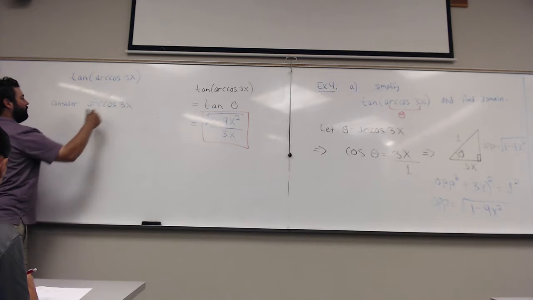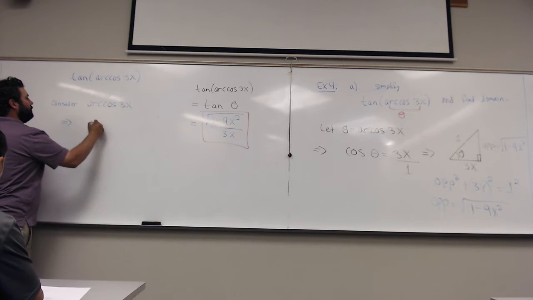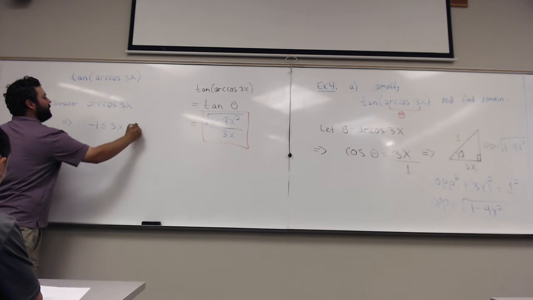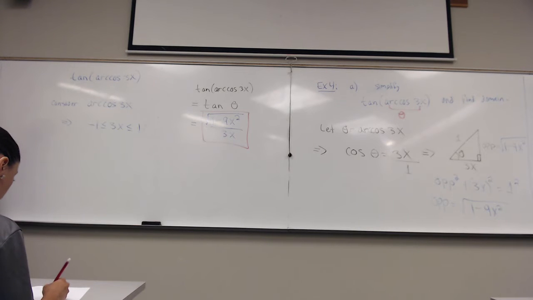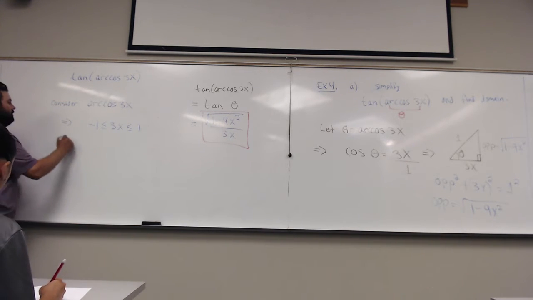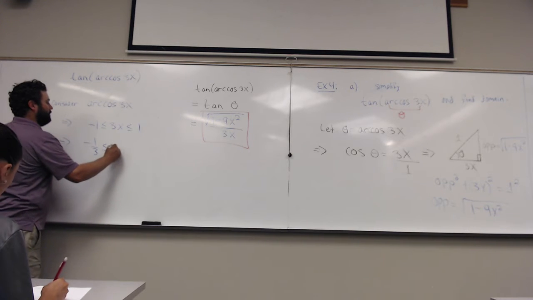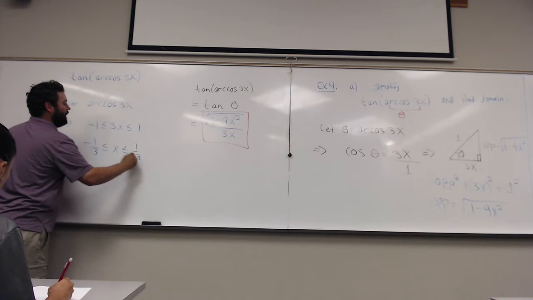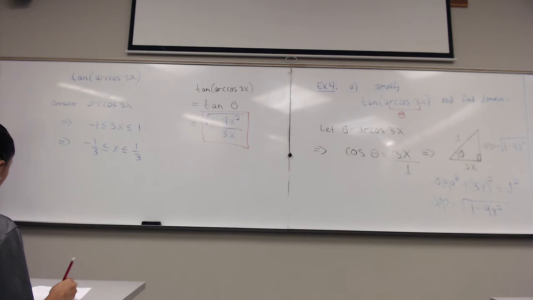So the input 3x has to be between -1 and 1. And if I want to know what the acceptable values of x are, I'll divide by 3 on both sides. Okay. So for starters, for sure, x has to be between -1/3 and 1/3. But that's not going to quite give me the domain.